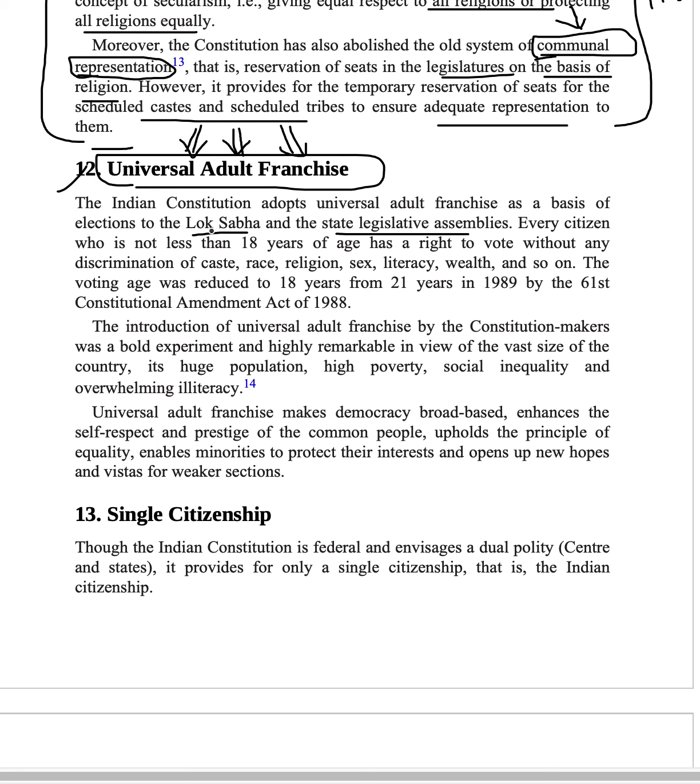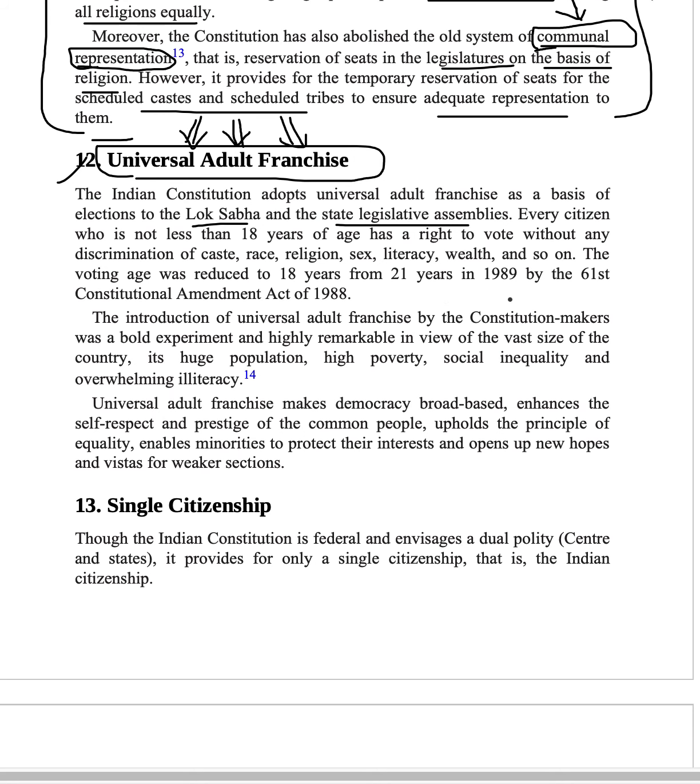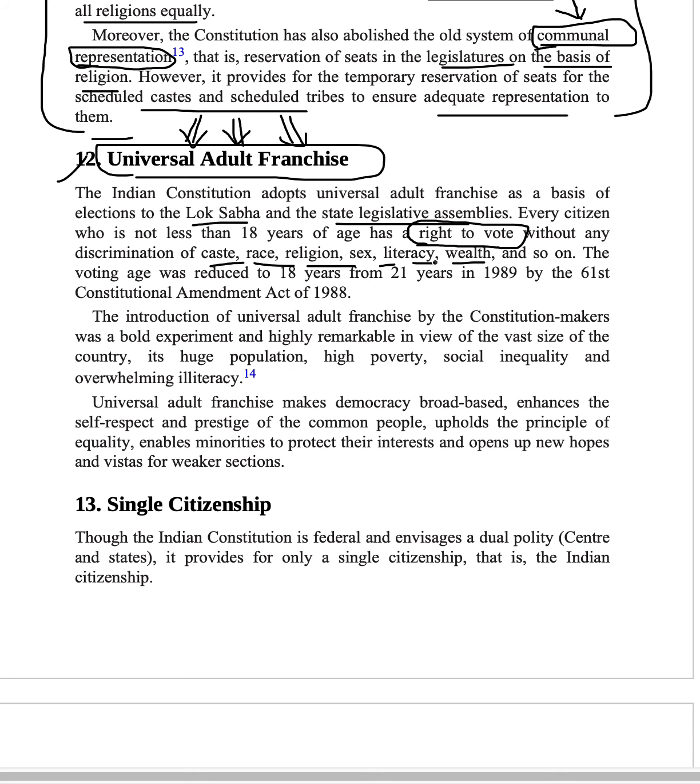You know that Rajya Sabha elections are indirect, whereas state legislative councils, MLCs, are also chosen indirectly. Only the legislative assemblies and Lok Sabha elections are direct elections. So every citizen who is not less than 18 years of age has a right to vote without any discrimination of caste, race, religion, sex, illiteracy, wealth, and so on. Means there is no discrimination at all. It does not matter. Once you pass 18 years of age and you are a citizen of India, you have the right to vote. So this is one of the most important features of our constitution.